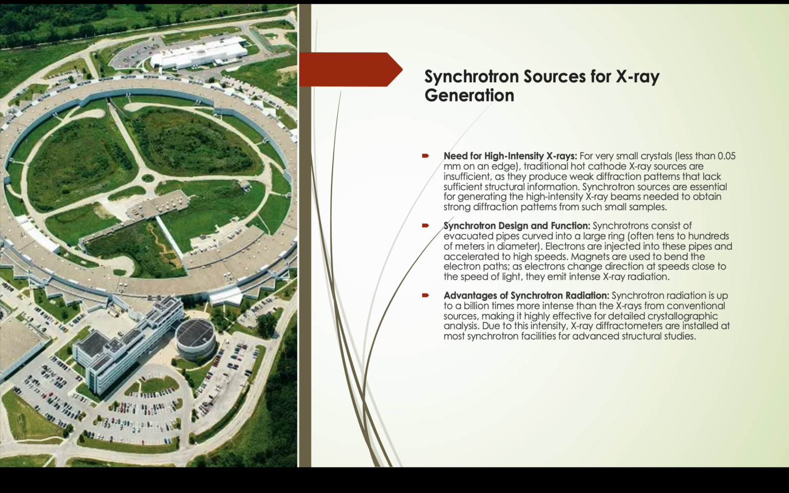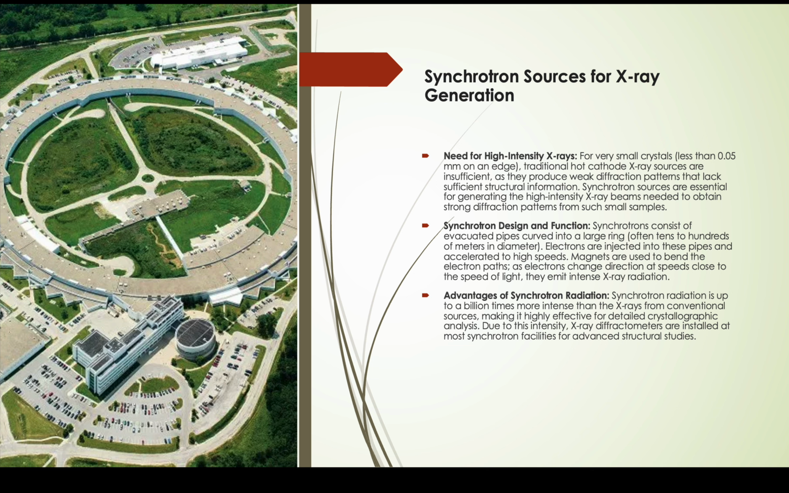Basically, a synchrotron consists of an evacuated pipe curved into a large ring, often tens to thousands of meters in diameter. Electrons are injected into these pipes and accelerated to high speeds. Here you can see these long pipes are connected, and what we do is put some electrons there, and with the help of the magnetic field we make them move in the directions here, and then with the help of the electric field we accelerate them.